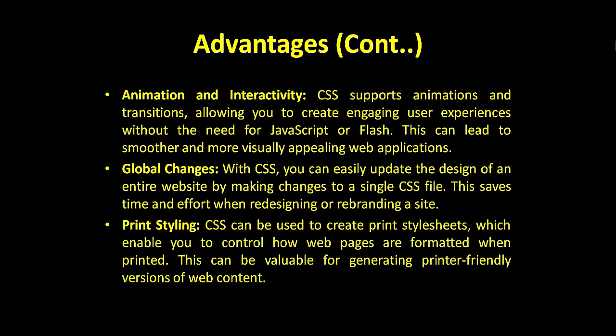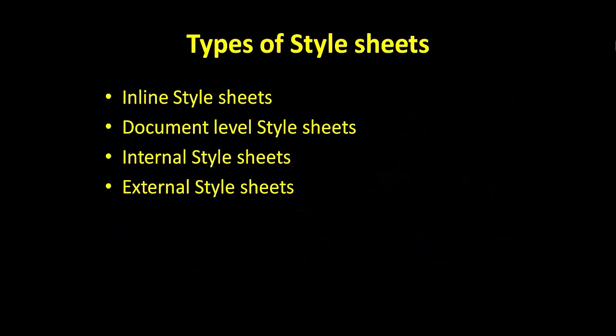Printing styles. CSS can be used to create print style sheets which enable you to control how web pages are formatted when printed. This can be valuable for generating printer friendly versions of the web content. So if you are going to use Control P, you can print some content of the web page. So that also enables you to print in the A4 format.